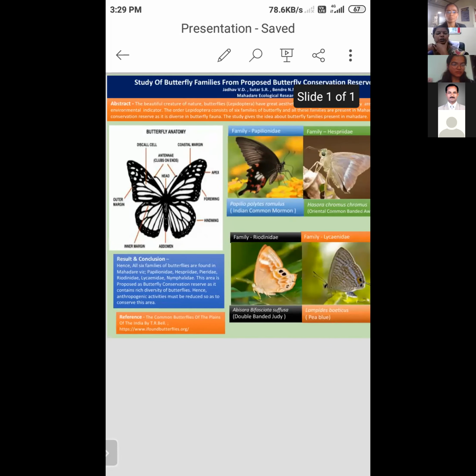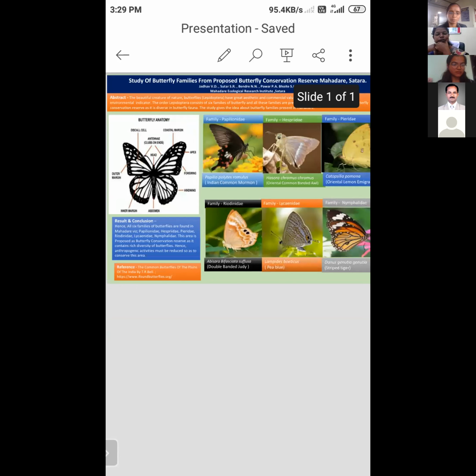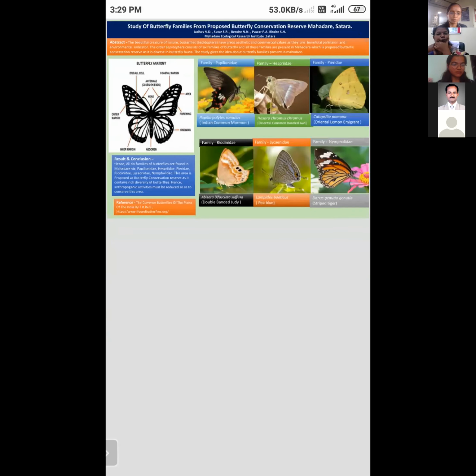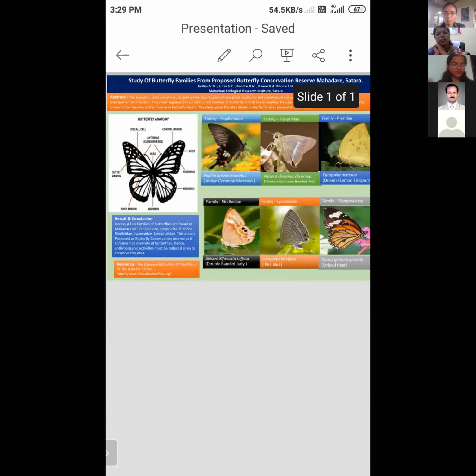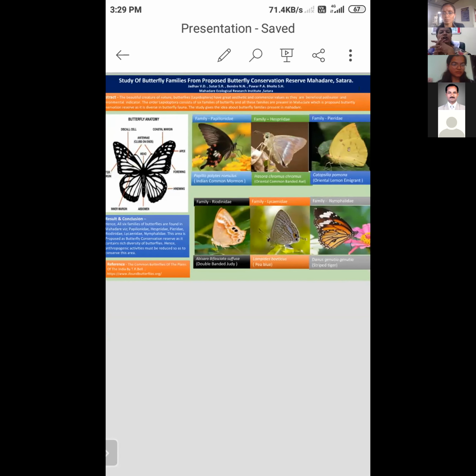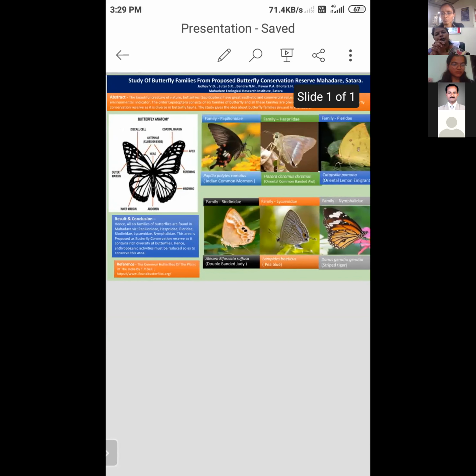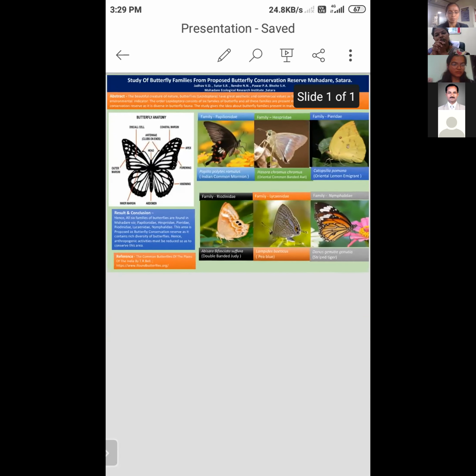Madam, these photographs, are they taken by you or from the internet? Internet, madam. So for a research paper, for the presentation, you can't take any photographs from the internet. If you have studied, you are saying that you have reviewed that these many butterflies are there, all the families. So you have not taken the photographs, you have only seen them. It is not allowed, madam, to take photographs from the internet.